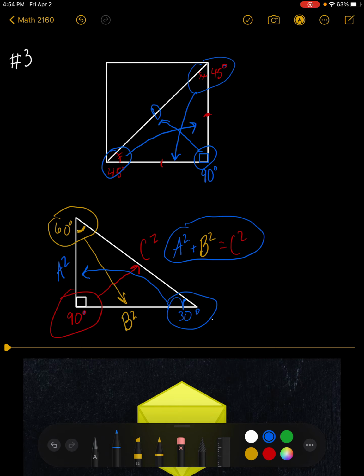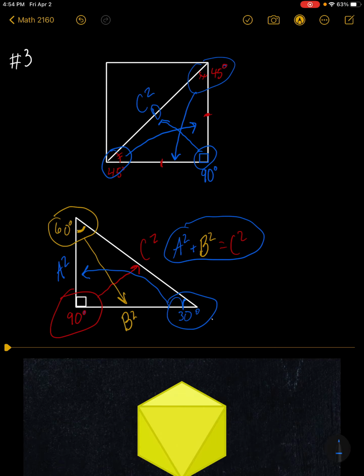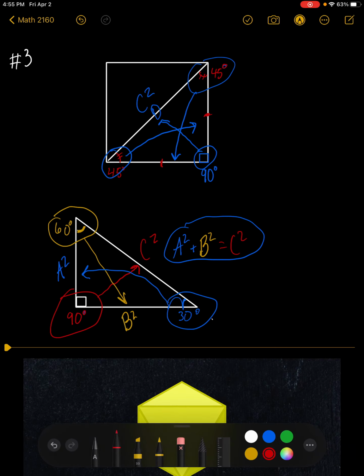And for the 45, 45, 90 triangle, it'd be still c squared, and then the 45s are the exact same height, which could be a squared plus b squared, but they're the exact same, so it's a squared plus a squared.